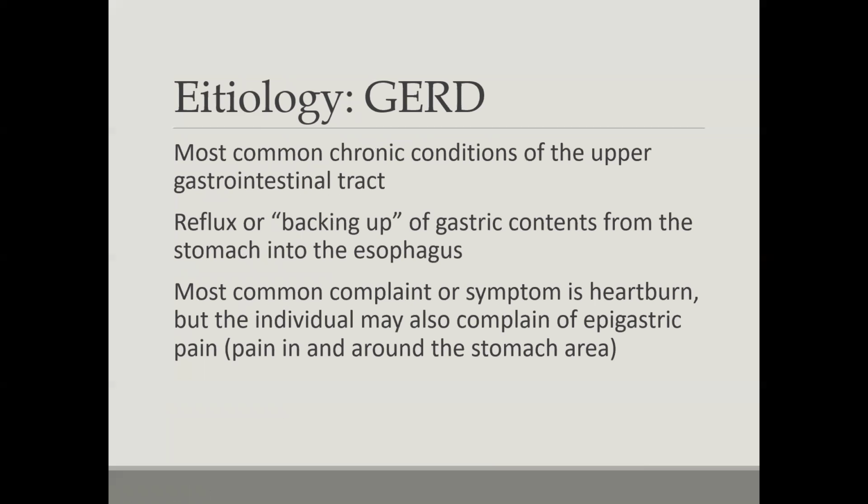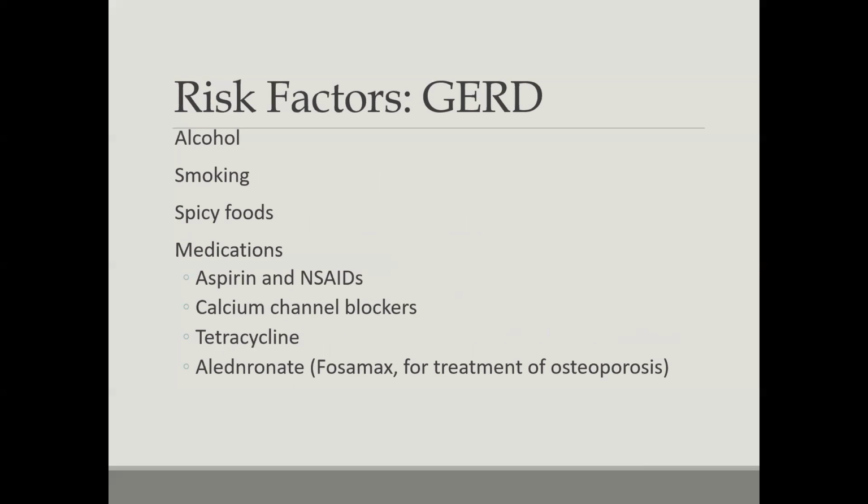The etiology of GERD: it's the most common chronic condition in the upper gastrointestinal tract. Lots of people experience GERD, reflux or backing up of the gastric stomach contents into the esophagus. That's that heartburn, because the stomach acid is coming up. The most common complaint or symptom is heartburn, but sometimes people just talk about stomach pain. You can have a pain that almost feels like it's on the outside of your stomach, in and around your stomach. So it doesn't just have to feel like it's coming up in your esophagus.